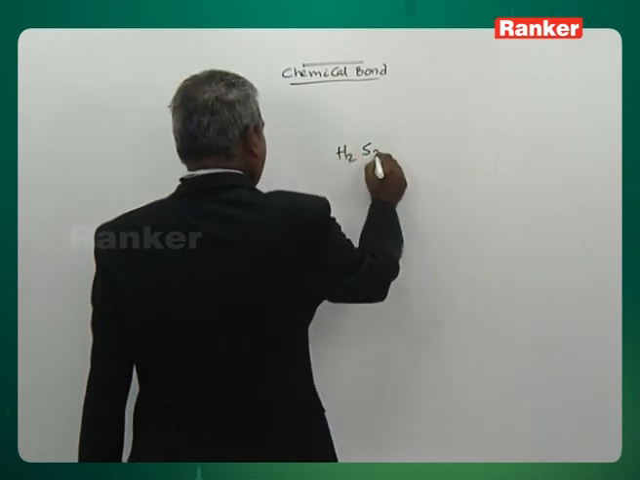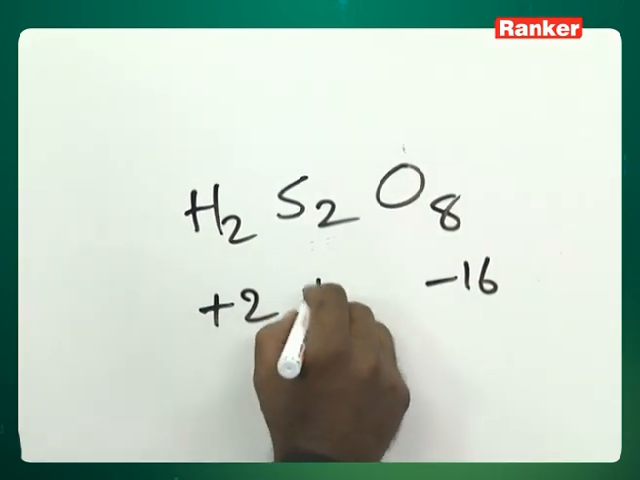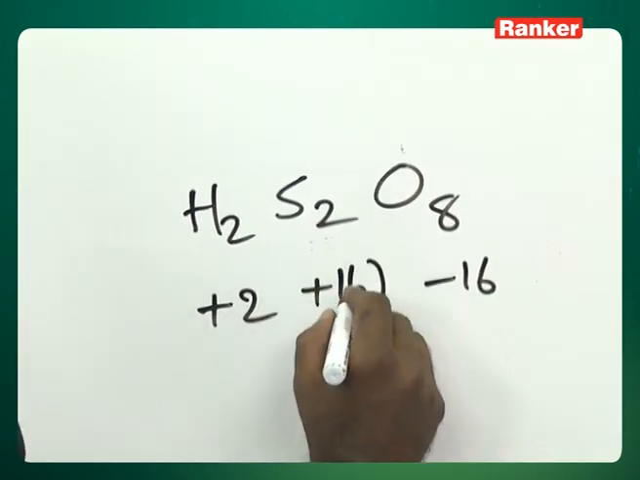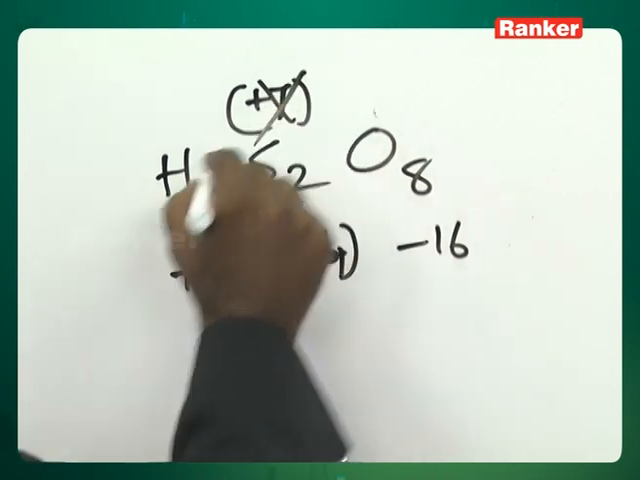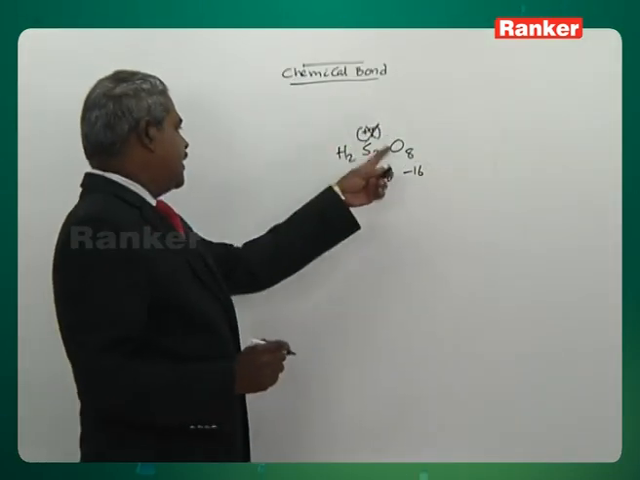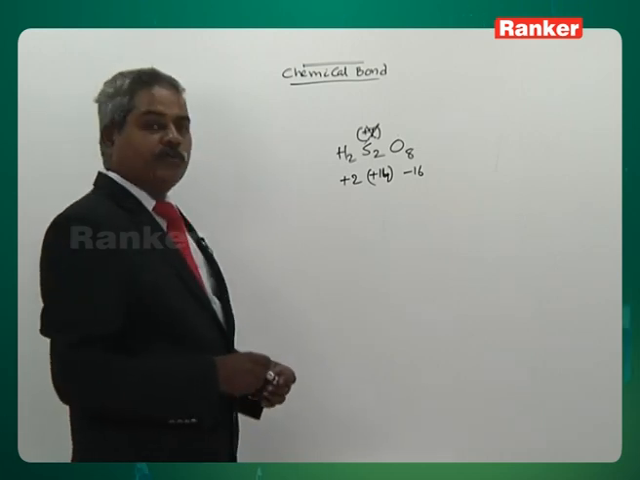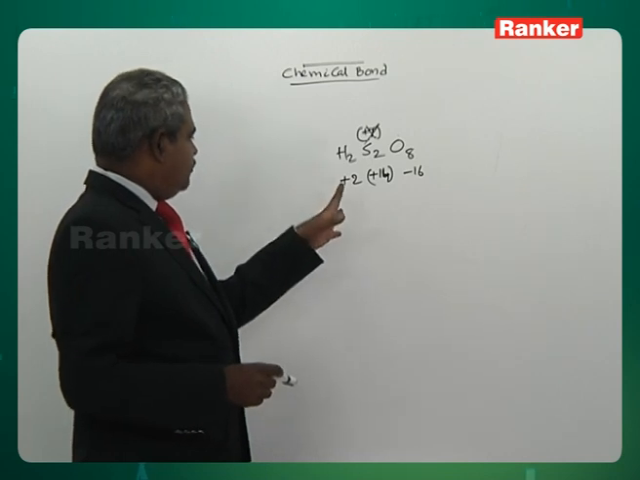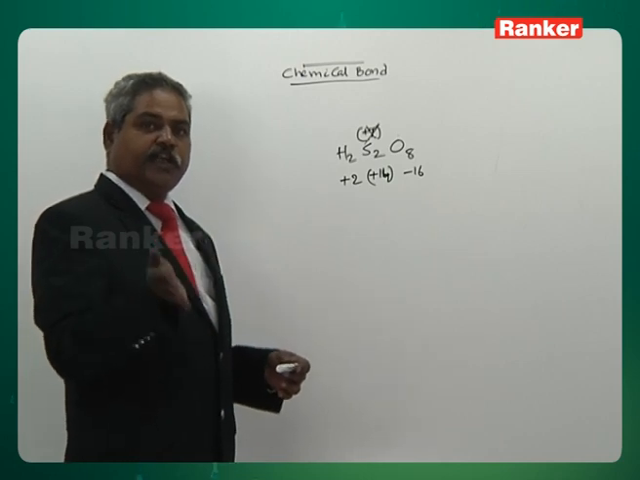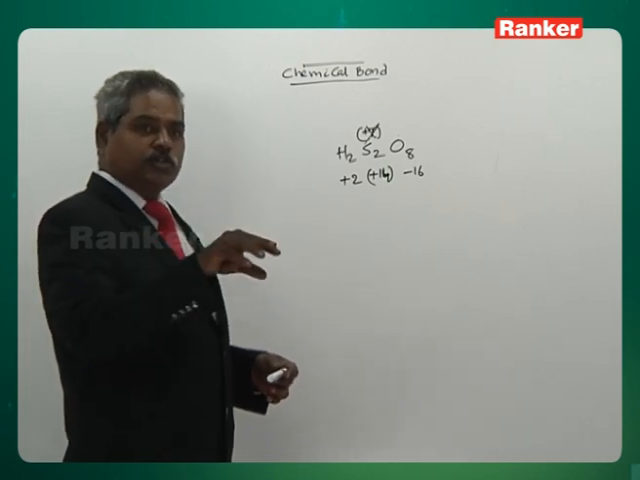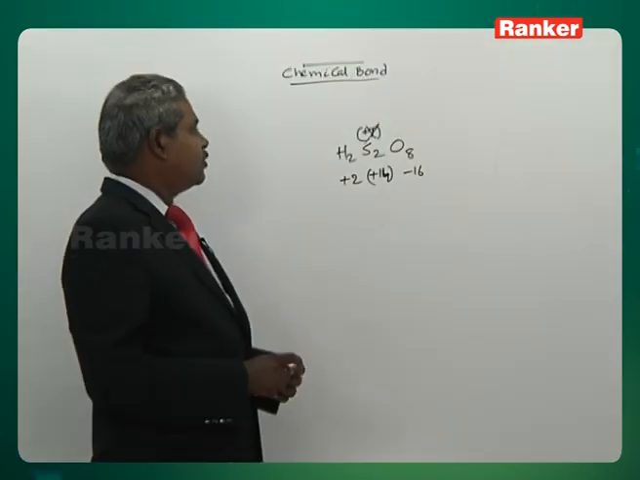H2S2O8, do you have a peroxy bond in it? 8 oxygens, minus 16; 2 hydrogens, plus 2; 2 sulfurs, plus 14. Each sulfur is getting plus 7, so this is impossible. Therefore, this contains a peroxy bond. This molecule is called per-disulfuric acid. If you have a fixed oxidation state, that will decide. If you don't have a fixed oxidation state, you give -2 to oxygen, and if all others are happy, then it's okay. That's all about oxidation state.